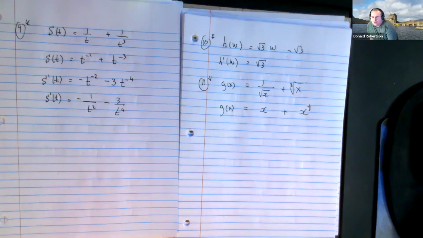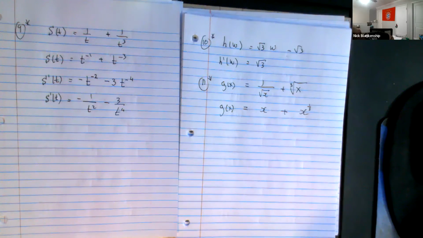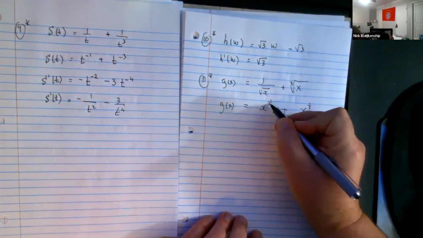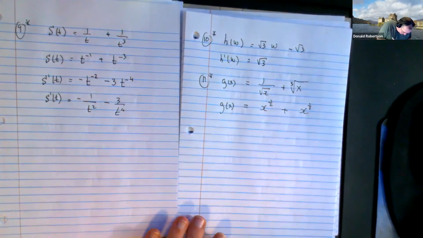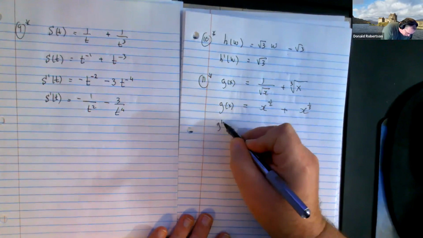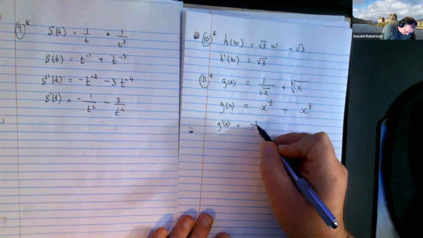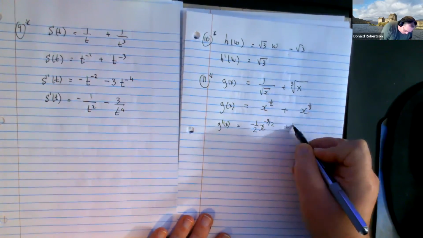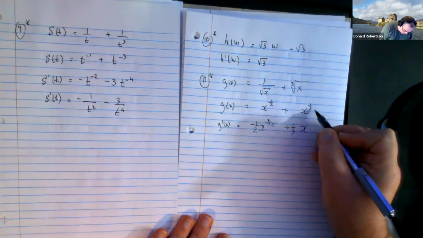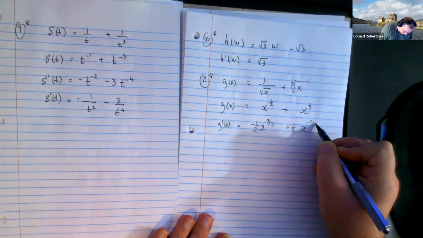What would 1 over the square root of x look like if you turned it into a power of x? x to the -1/2. Just a -1/2, right? Now, once you've got it in that format, then you can do the power rule. Multiply by the power and reduce the power by 1. Multiply by the power, and if you take 1 away from that, you get -2/3.